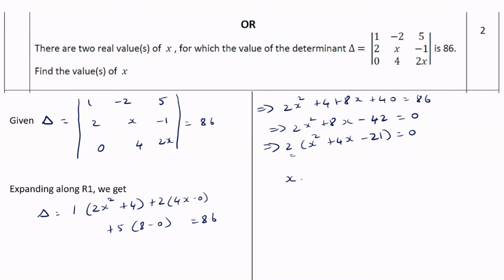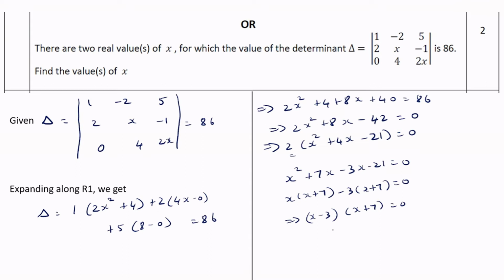So here we can factorize this. It is x square plus 7x minus 3x minus 21 equal to 0. So it is x into x plus 7 minus 3 into x plus 7 equal to 0. Or we get x minus 3 into x plus 7 equal to 0. Or from this we get x is equal to 3, minus 7. So these are the two real values of x for which the value of this determinant is 86.